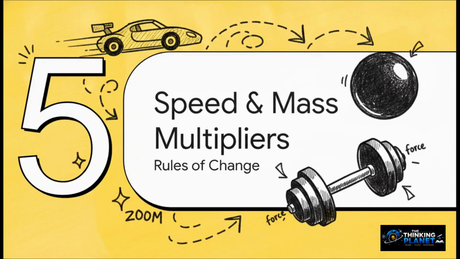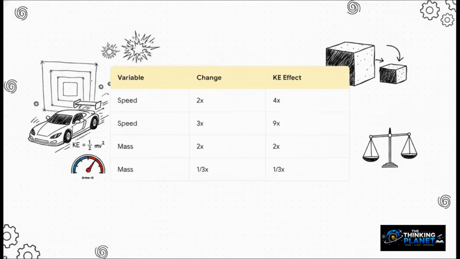Section 5. The speed and mass multipliers. Now, this reveals a truly profound truth about how the universe actually works, because kinetic energy depends on the square of the velocity. Doubling the speed doesn't just double the energy, it increases it by a factor of 4. Crazy, right? If speed increases 3 times, the energy increases 9 times. It is exponential. Meanwhile, the relationship with mass is direct and linear. Double the mass, you just simply double the energy. So speed has a much more dramatic impact on energy than mass does. Keep that in mind for your multiple choice questions.